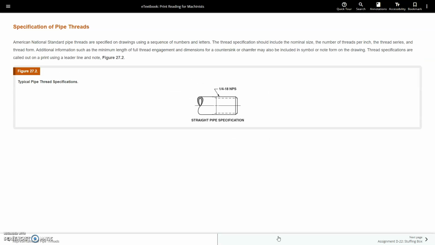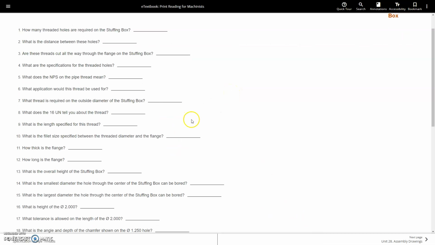Specification of pipe threads. American National Standard pipe threads are specified on drawings using a sequence of numbers and letters. This thread specification should include the nominal size, the number of threads per inch, the thread series, and thread form. Additional information such as minimum length of thread engagement and dimensions for countersink or chamfer may be included in the end symbol or note on the drawing. Thread specifications are called out on the print using a leader line and note. So 1/4-18 NPS. And then here would be your assignment.